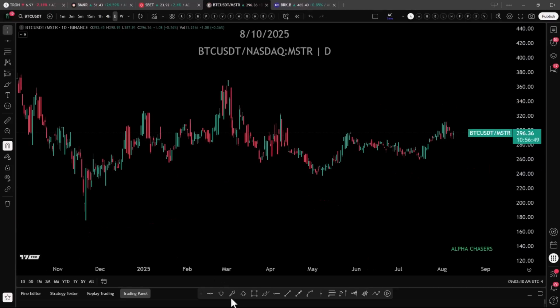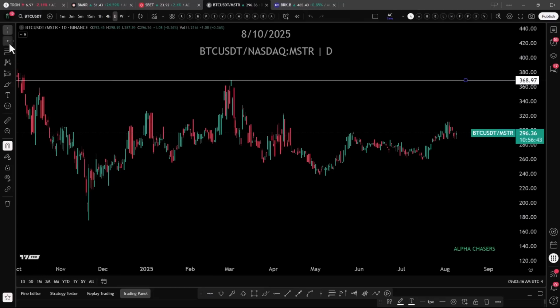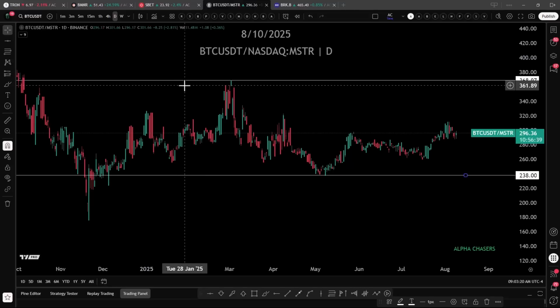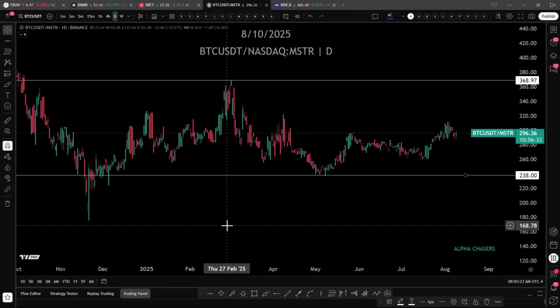So if we take a look here, I'll do it this way. Long Bitcoin, short MSTR. Here's your highs. And we're going to go back 12 months, because you really don't want to go all the way back, because it throws the whole thing off because of where MSTR was, the froth, everything. But now that it's more mainstream, the trade's a lot easier.